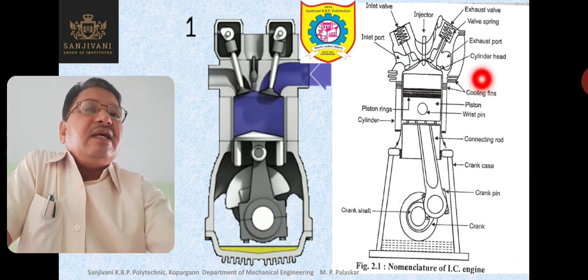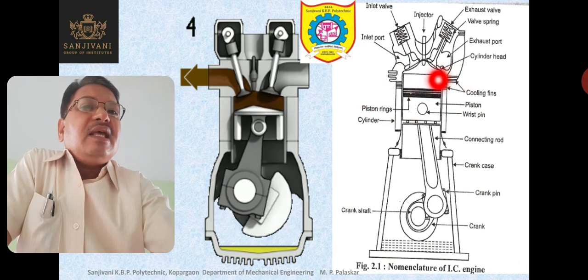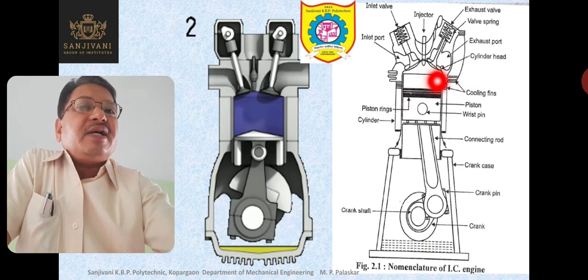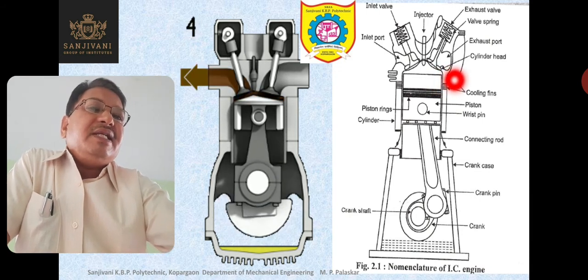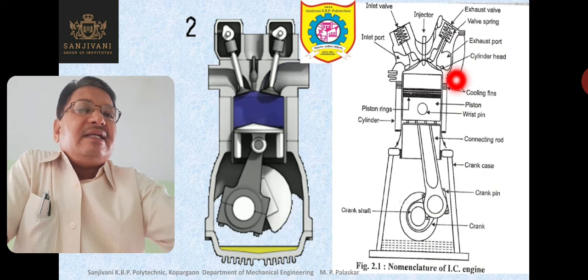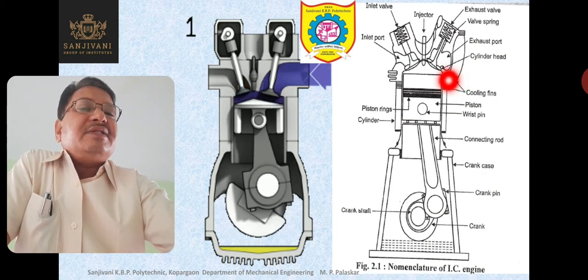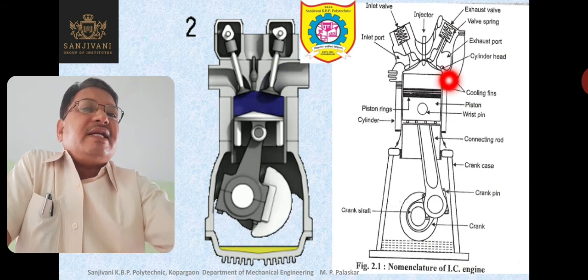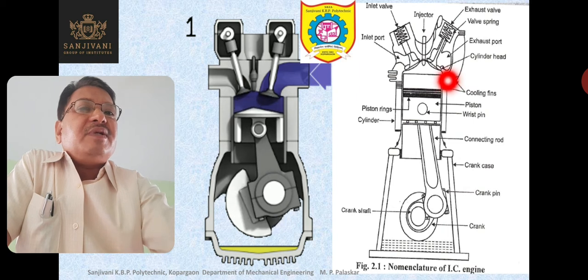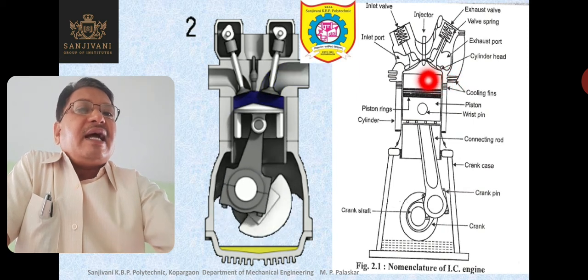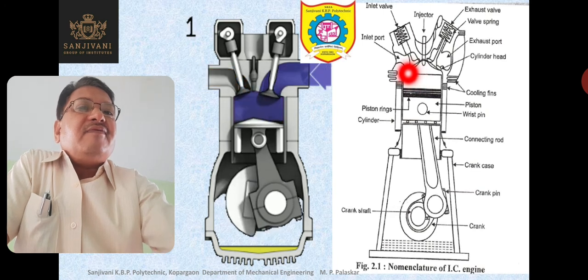Now this portion of the cylinder is called the cylinder head. This is the cylinder head. Okay, so the cylinder is having two sides. One is the cylinder head side and the other is the crankcase side. So generally in vertical engines, the cylinder head is located at the top and the crankcase side is located at the bottom. So this is the cylinder head, and on the cylinder head of the engine cylinder, the valves are mounted.